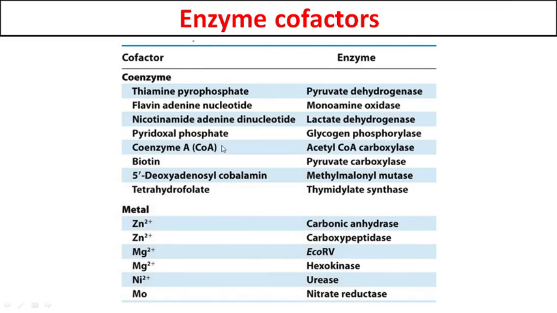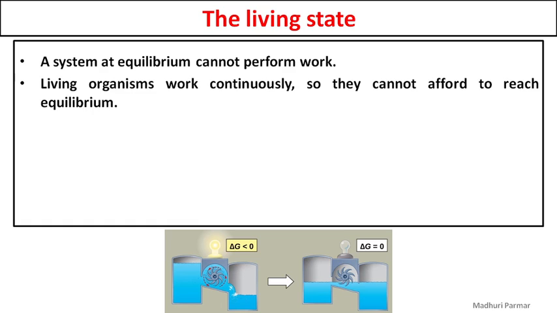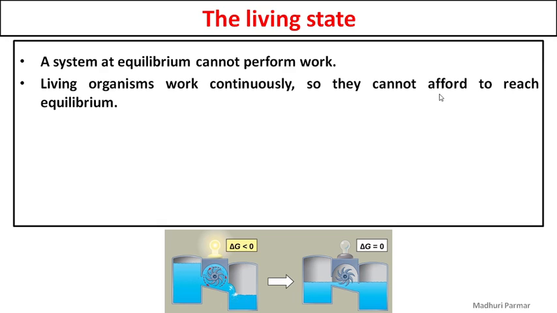A system at equilibrium cannot perform work. Normally, when a system is at equilibrium, let us say the forward reaction is equal to the reverse reaction, it cannot perform any work. To visualize it, think about two water tanks at the same level. Will there be any flow of water? No, right? So at equilibrium, they cannot perform work.